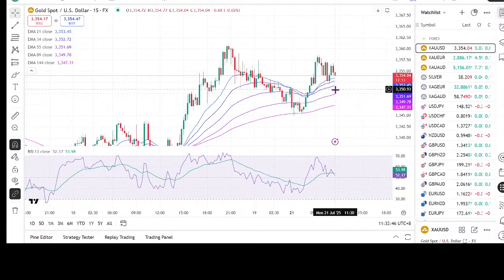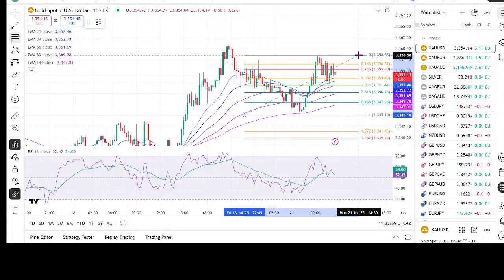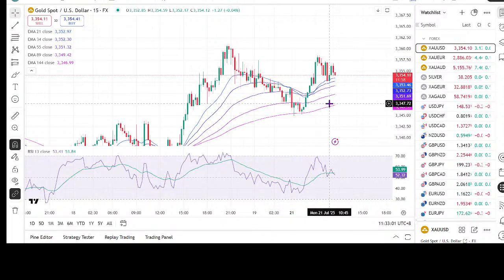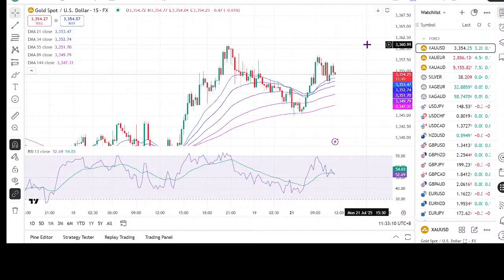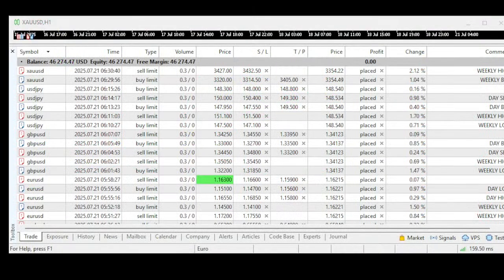Let me see the... okay. We'll go for a day buy at 48 and the target at 75, and we'll go for a scalping buy at 50, target at 65. Okay, I think we already got what we wanted.